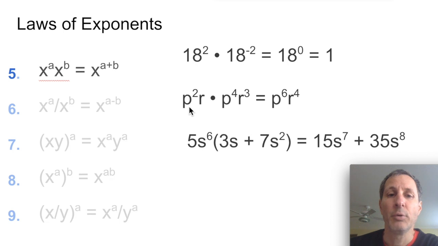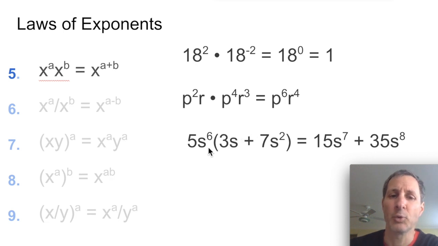In the second example, p squared r, we know from one of the previous rules that this r is actually the same as r to the power 1. So, again, ones that have the same base, we can add the exponents. So p to the 2 power and p to the 4 power becomes p to the 2 plus 4 power, or p to the 6. And then we add the exponents for the r's. R to the 1 times r to the 3 is equal to r to the 4. So we add the p exponents and we add the r exponents.